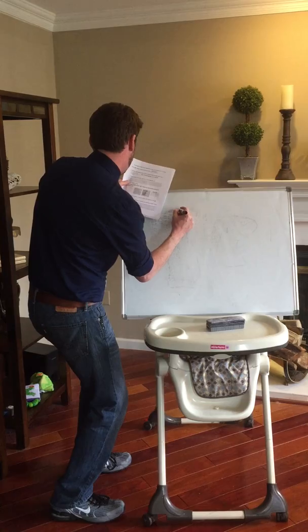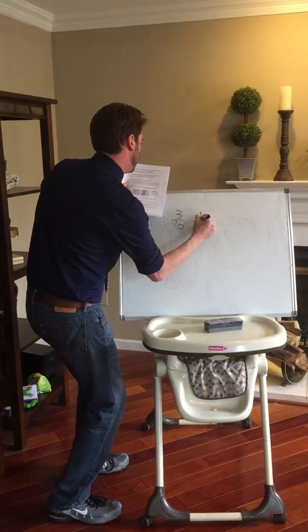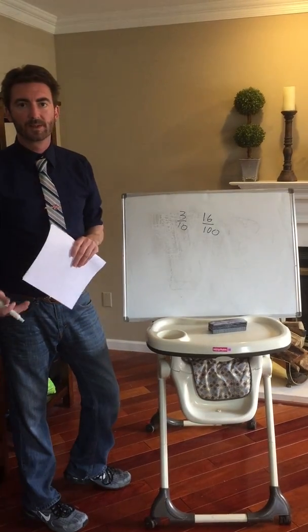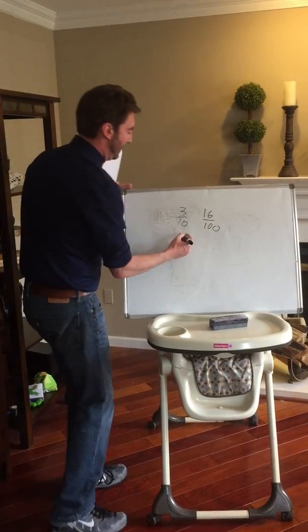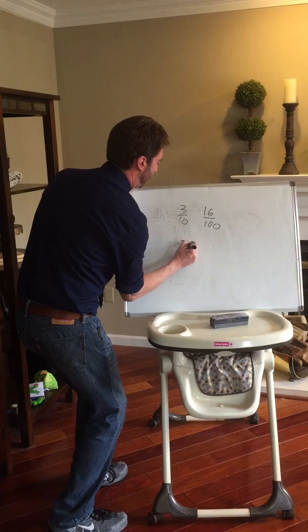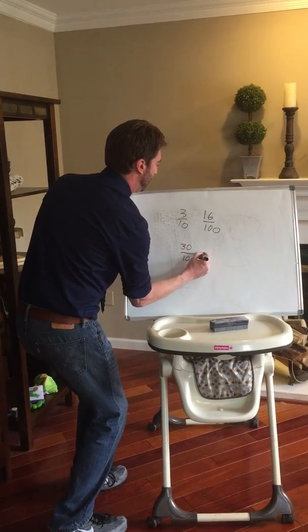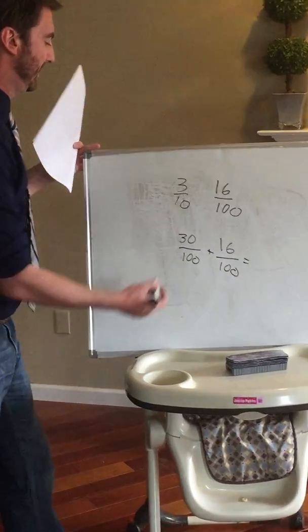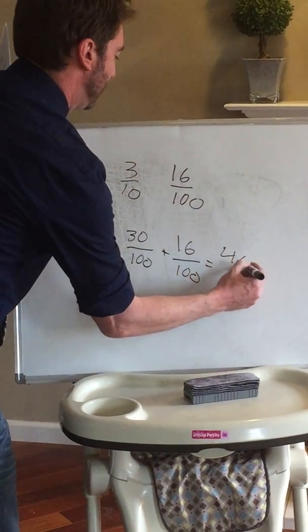So we're going to have to put 3/10 and 16/100. We're going to have to rename 3/10 so we can add the two fractions together. So 3/10 will turn into 30 hundredths plus 16 hundredths. And then it'll be a very easy problem. 30 plus 16 is 46 hundredths.